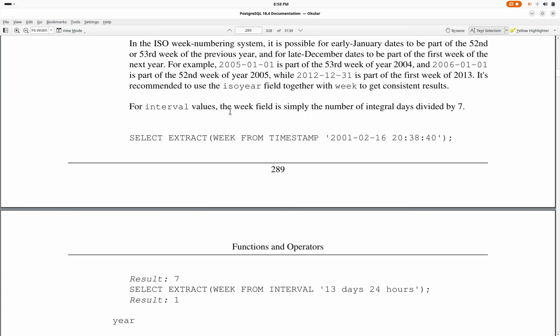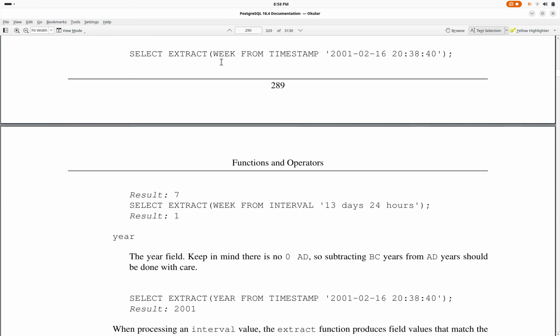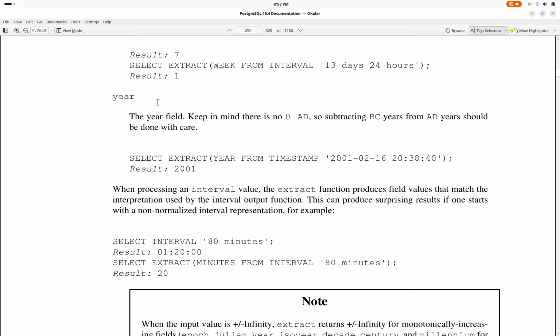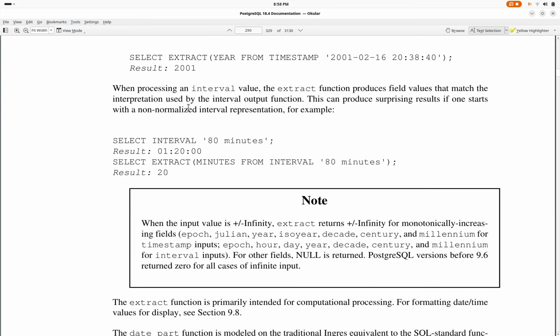For interval values, the week field is simply the number of integral days divided by 7. So we extract date here, and it is divided by 7. Then we extract week again, 13 days divided by 7, that is 1. Here is the year field. Keep in mind there is no year 0, so subtracting BC from AD should be done with care.